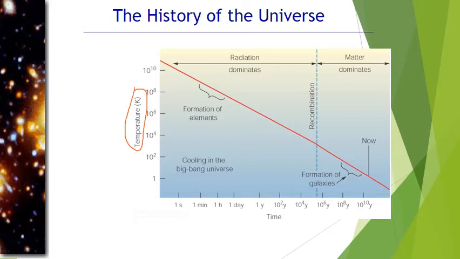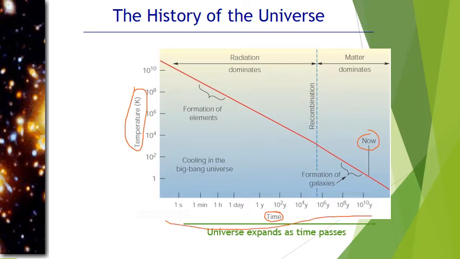We have temperature on the y-axis. On the x-axis, we have time. And notice the time goes from now back to essentially the Big Bang. So we go back in time from right to left. So right now we're 13.7 billion years after the Big Bang.